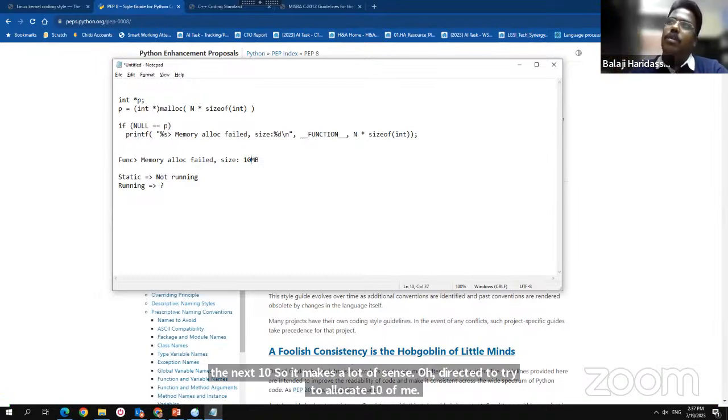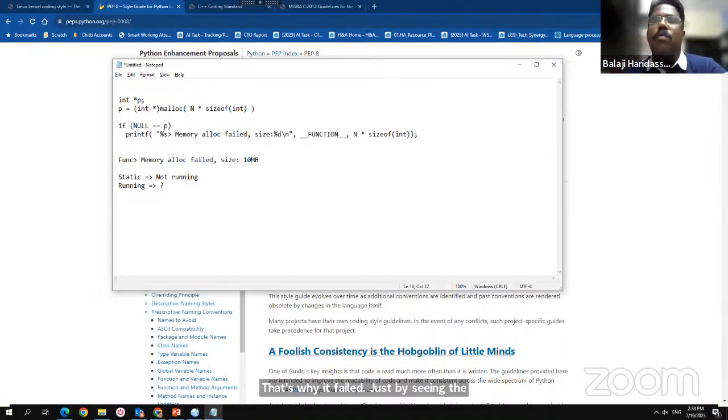Just by seeing the output, memory alloc failed, I have no clue what it is. It's a useless statement. So when we print, coding is important. Commenting is important. The way we write the function is important. The way we print is important. Very, very important.